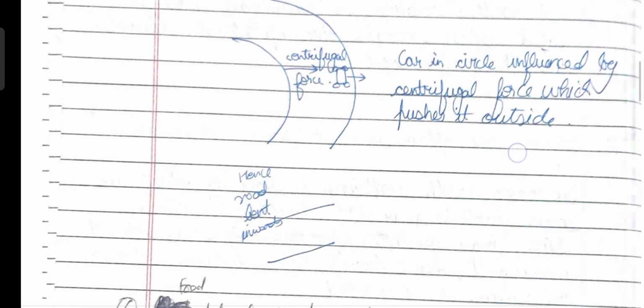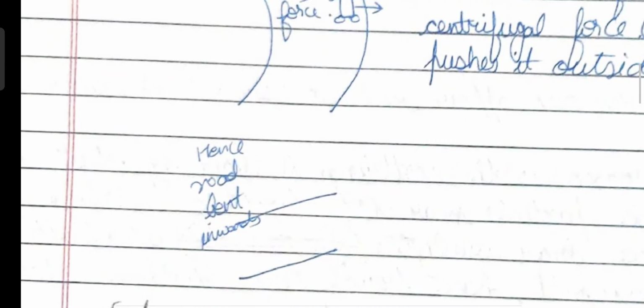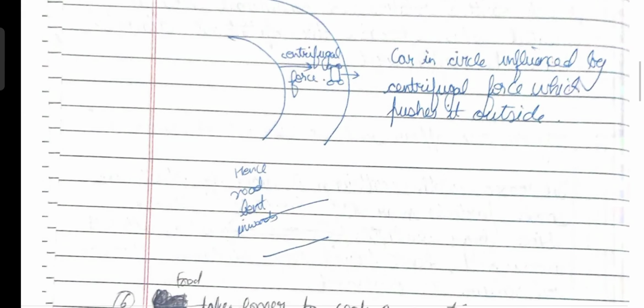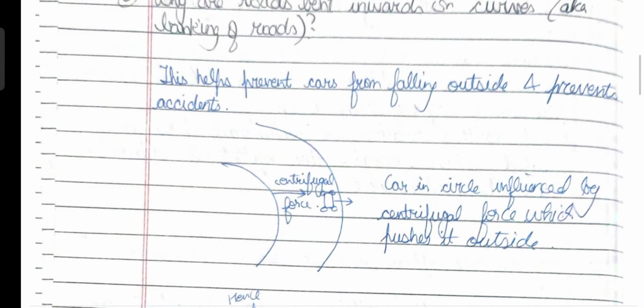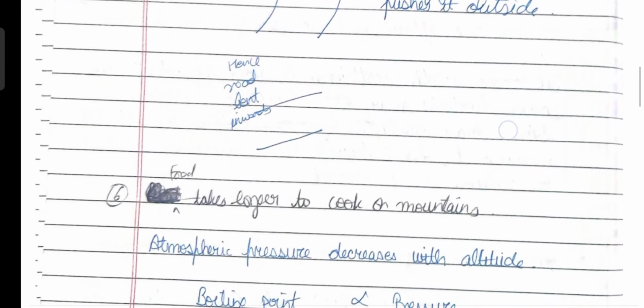As a result, what happens is that they bank the roads. The road is bent inwards, so a slight angle is created, and this actually provides the centripetal force. The centripetal force in a way balances out the centrifugal force, and hence the net effect is zero. So the cars do not skid away. That is the reason why the roads are banked in hilly areas on curved paths.